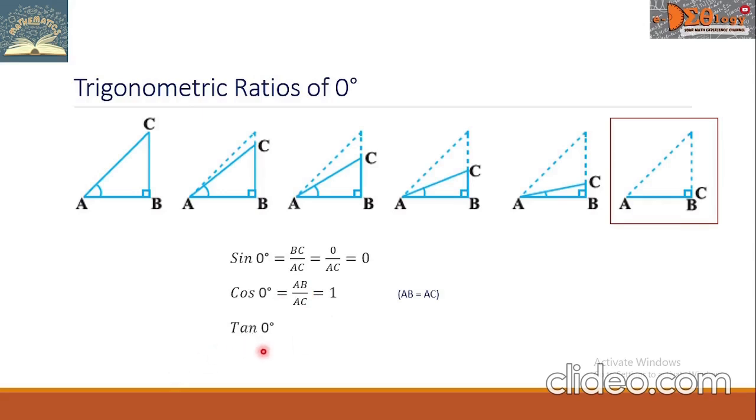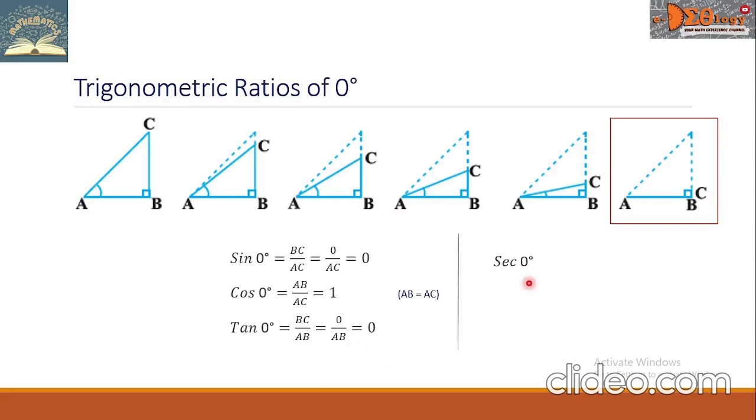Next, tangent 0 degree. Tangent is opposite over adjacent. So that will be BC over AB. In the figure, we can see that BC equals 0. Divided by AB, that will be 0. Therefore, tangent 0 degree is 0.